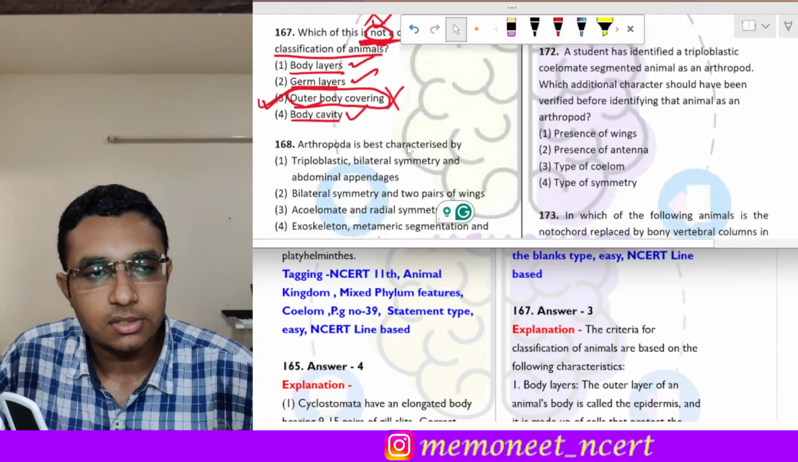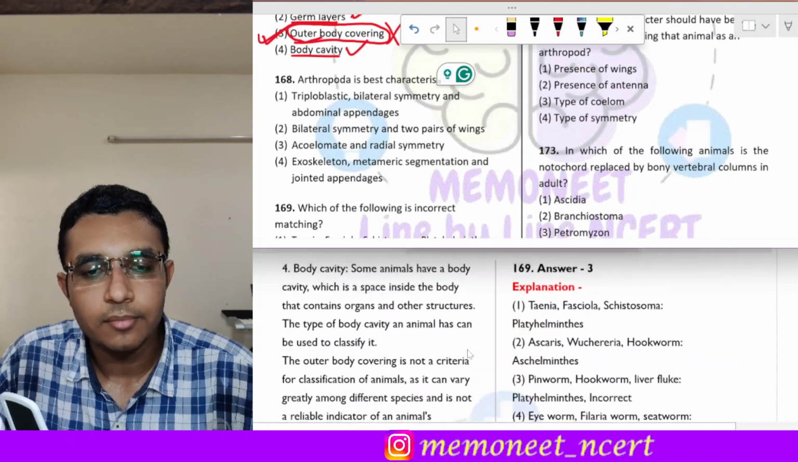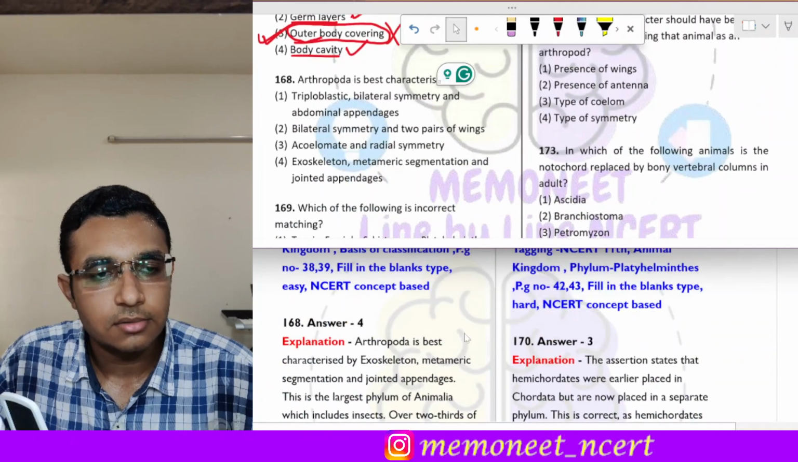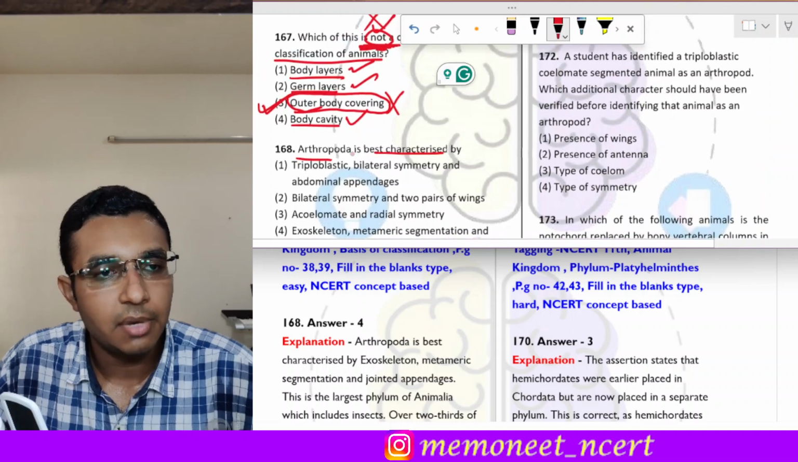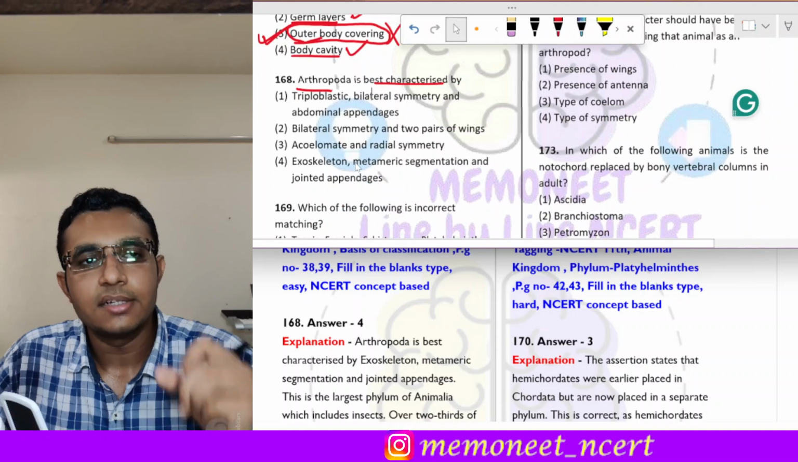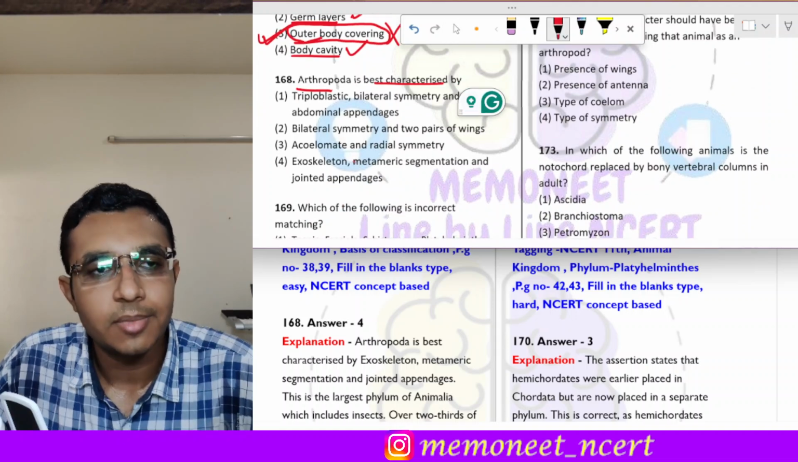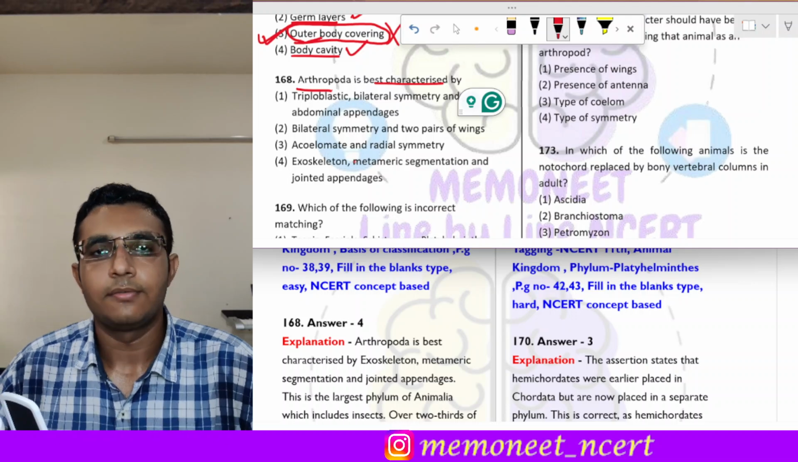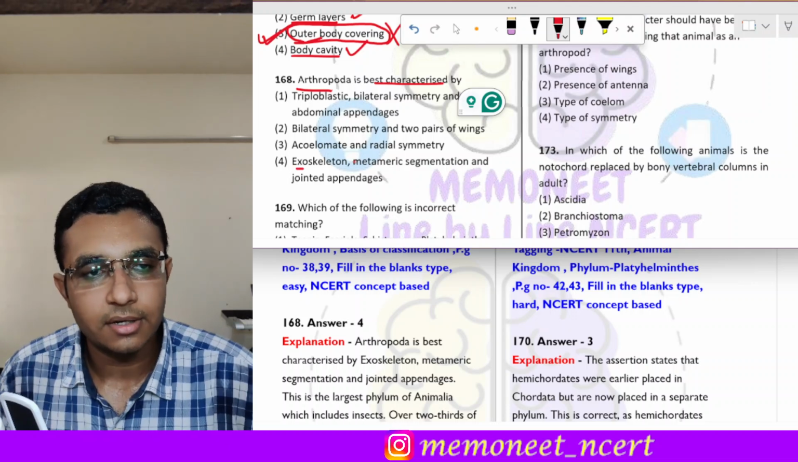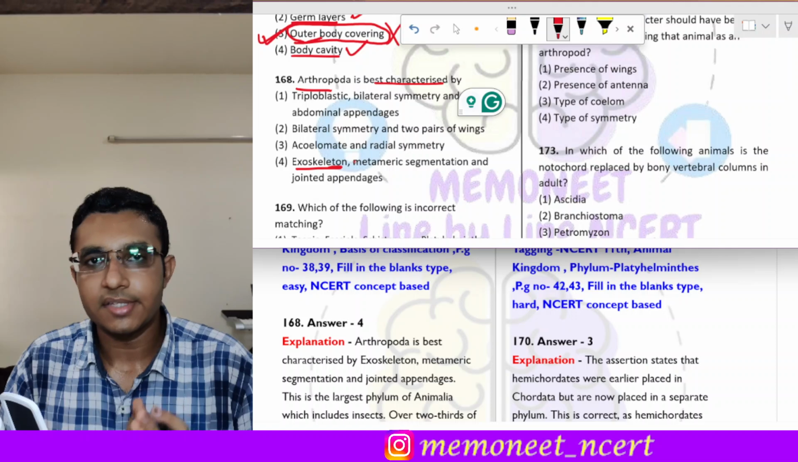Moving on to the next question, that is question 168. The question 168 is, arthropoda is best characterized by. So what are the characteristic features of phylum arthropoda? First of all, it contains an exoskeleton. It contains a chitinous exoskeleton.